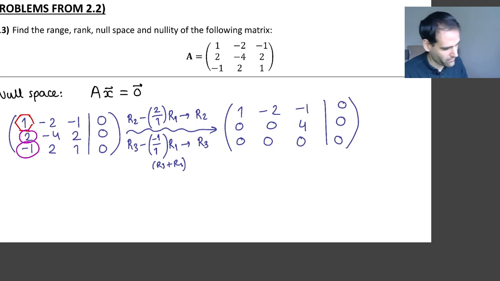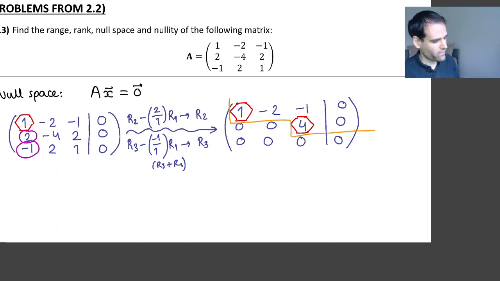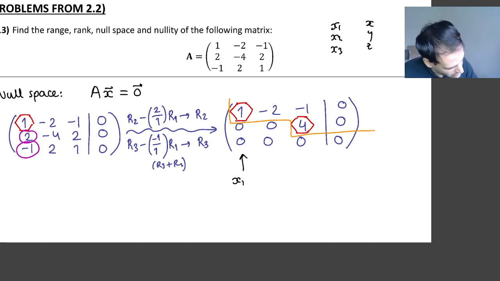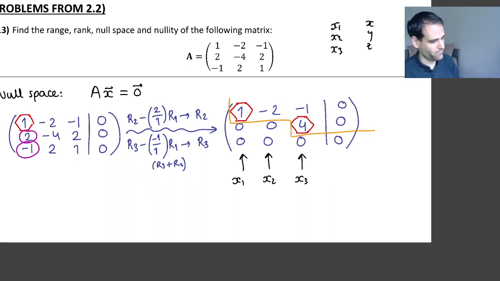And like that, we have achieved our row echelon form, where the first row has a pivot, the second row has a pivot, and the third row doesn't have a pivot. All the pivots are to the right of the pivots above, so we are in row echelon form, and therefore we can start solving. So remember, each of the columns represents one variable. What do I choose, x1, x2, x3, or x, y, z? What do you prefer? It doesn't matter. Let's do x1, x2, x3. So this column represents x1, this column represents x2, and this column represents x3.